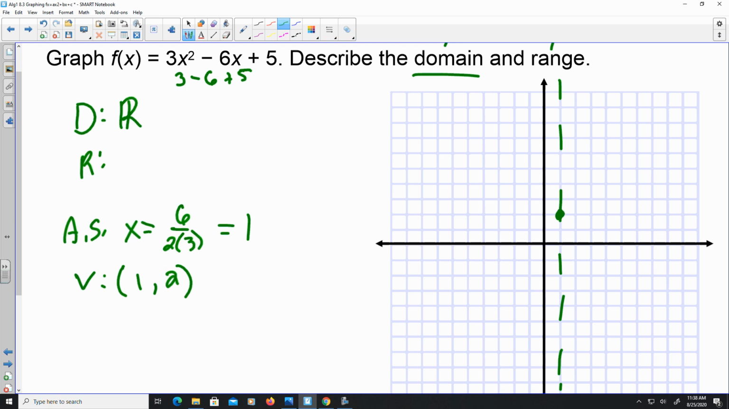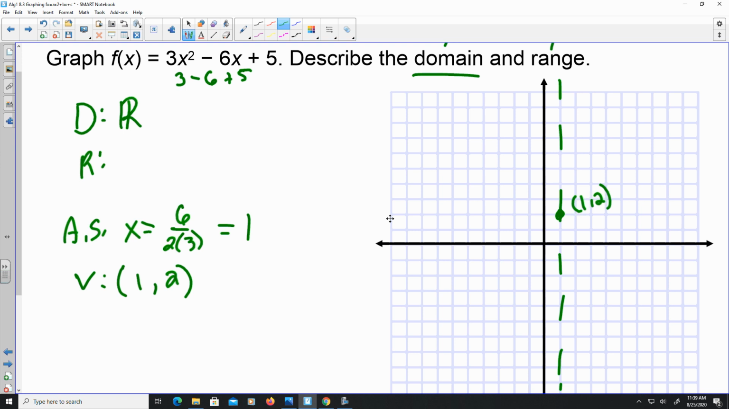Now remember, something that you should keep in mind, your vertex is always going to be on the axis of symmetry. So if for some reason your vertex is not on the dashed line, you may have done something incorrect. So please check your work.